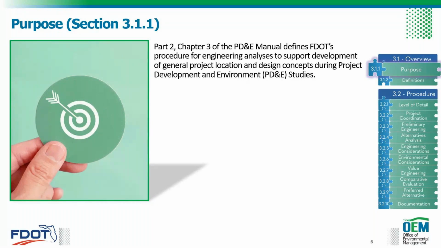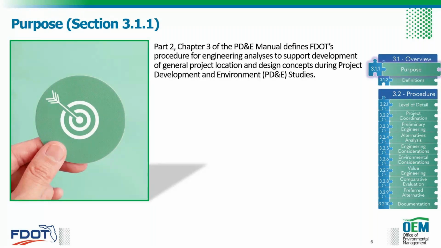We sent you the links already to the PD&E manual. If you want to go ahead and open Part 2, Chapter 3 to have it as we go through, it's a 60-page document, so we've got a lot to cover today. But this sidebar will show you where we are, what we're talking about as we move through the chapter. So keep an eye on that. Again, we're putting together the pieces of the puzzle and moving right along.